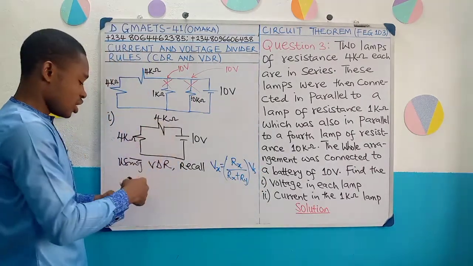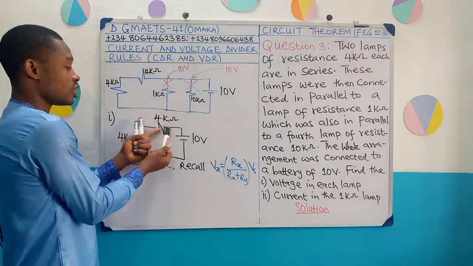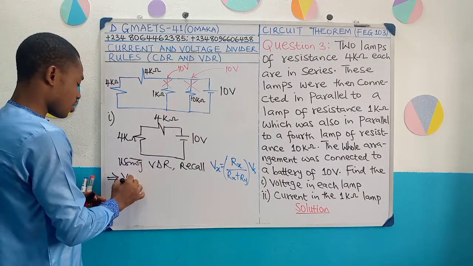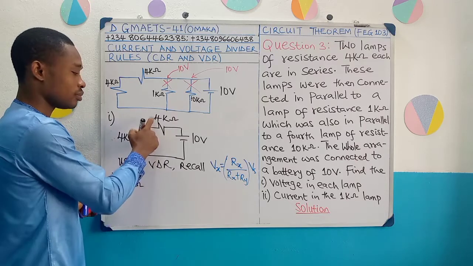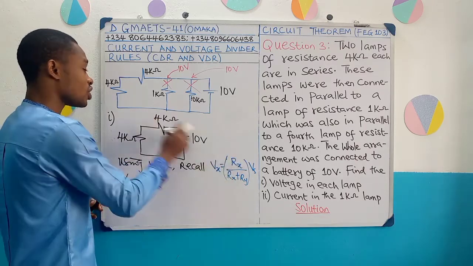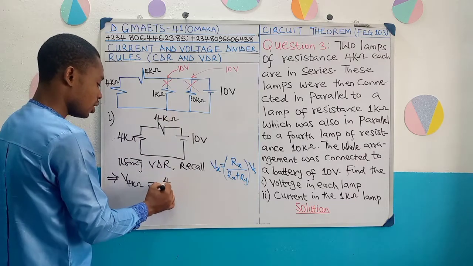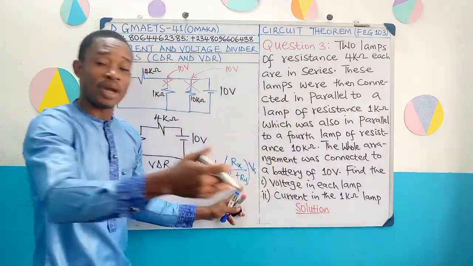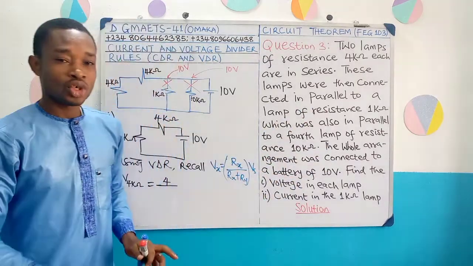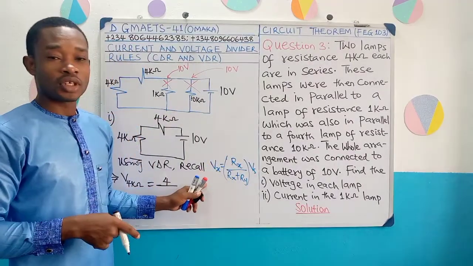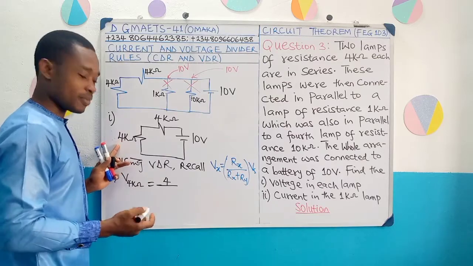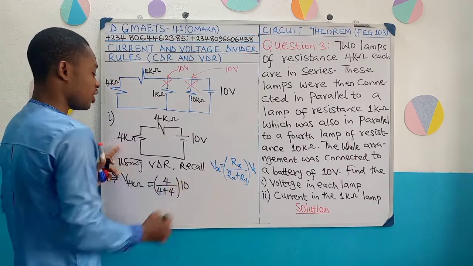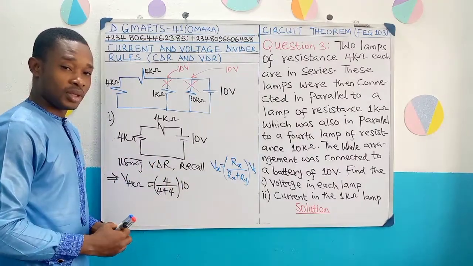So if we apply it here, I chose to determine the voltage across this 4 kilo ohm resistor. Is that okay? So it's going to be V across the 4 kilo ohm resistance lamp will now be equal to the resistance of that lamp, which is 4, divided by the resistance of that lamp plus the resistance of any other lamp that shares the voltage with the one whose voltage you are looking for, which in this case is meant to be this. So this is going to be something like 4 plus 4. Then we're going to multiply this by the total voltage feeding them, which is 10. I hope you're following, right?